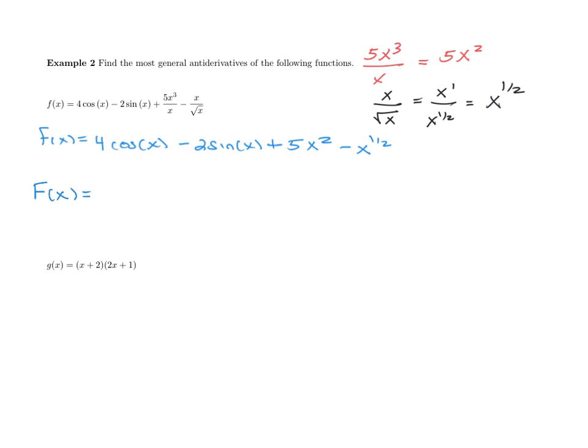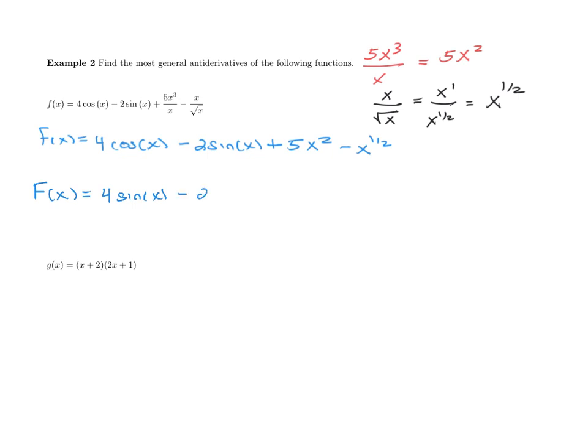Starting with 4 cosine of x, it's going to be 4. Okay, with sine and cosine, it's either sine or negative sine. Which is it? It's sine. And the reason is the derivative of sine is cosine.